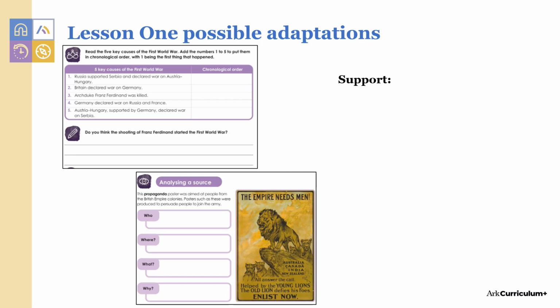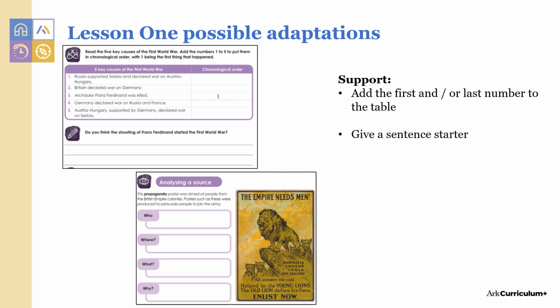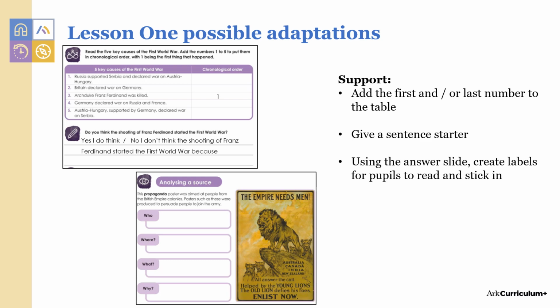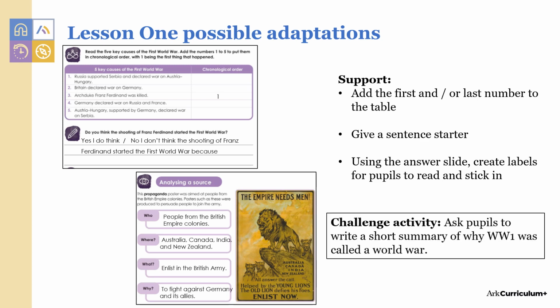To support pupils in Lesson 1, you could add the first and/or last number to the table. You could give a sentence starter. Using the answer slide, you could create labels for pupils to read and stick in. And to challenge pupils, you could ask them to write a short summary of why World War I was called a world war.